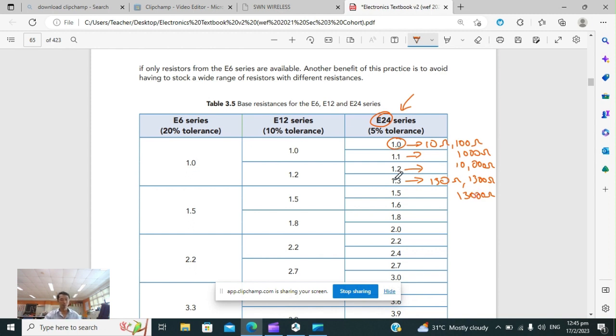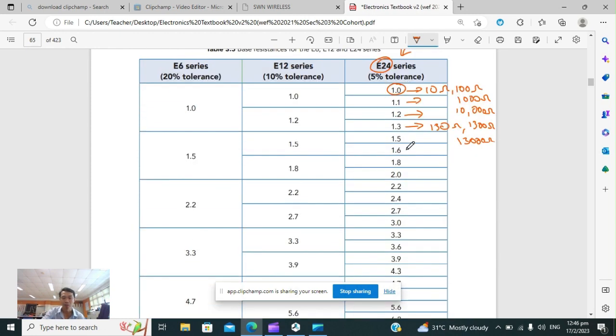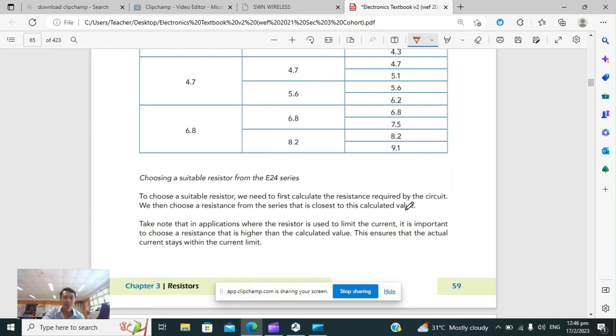You do not have to remember this E24 series table either. It will be provided for you, but it's also good to know some common resistor values from the E24 series. So this explains the E24 series from 1.0 all the way to 9.1.